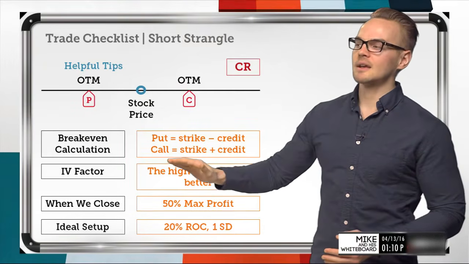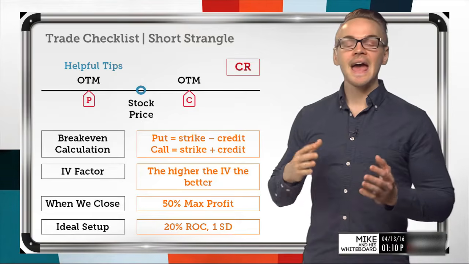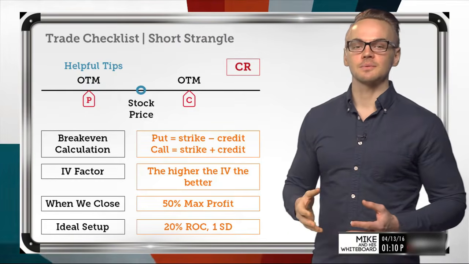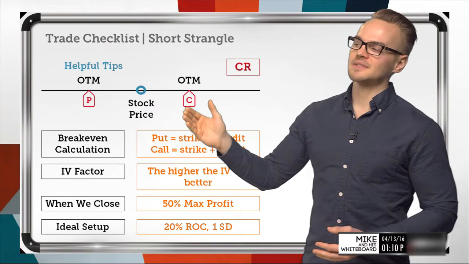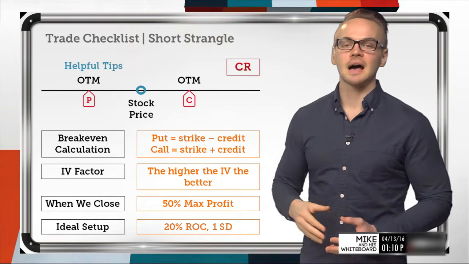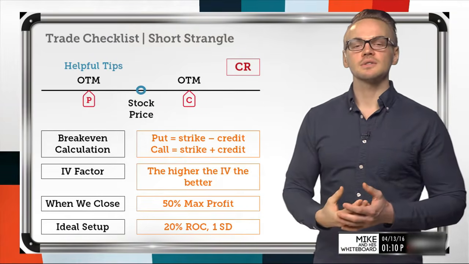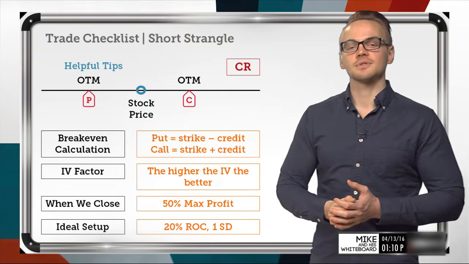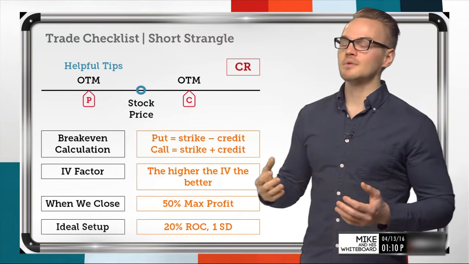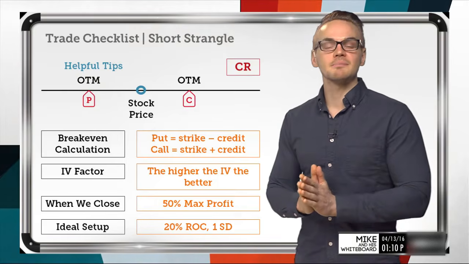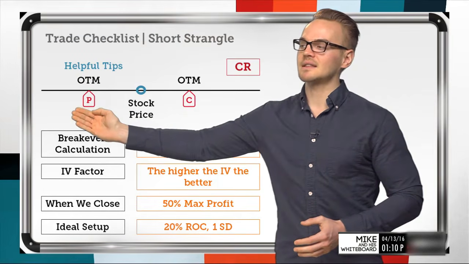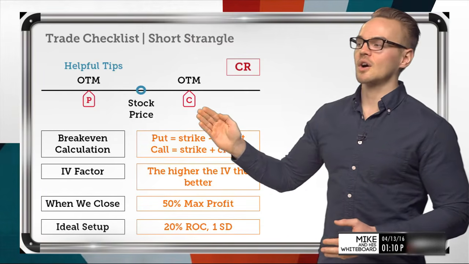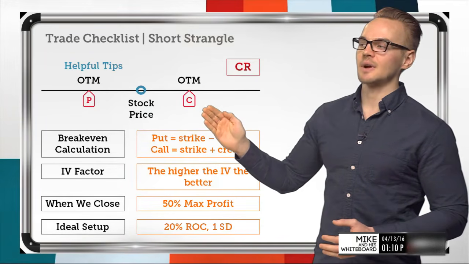The call side, we're actually going to add the credit to the upside risk here. And that's because the call option would be in the money if the stock price was above that option. So whenever we're collecting a credit for a strategy, we're going to be moving our break even to a position that benefits us. So of course, to the downside, it would be subtracting that credit from the strike. And on the call side, it would be adding the credit to the strike.